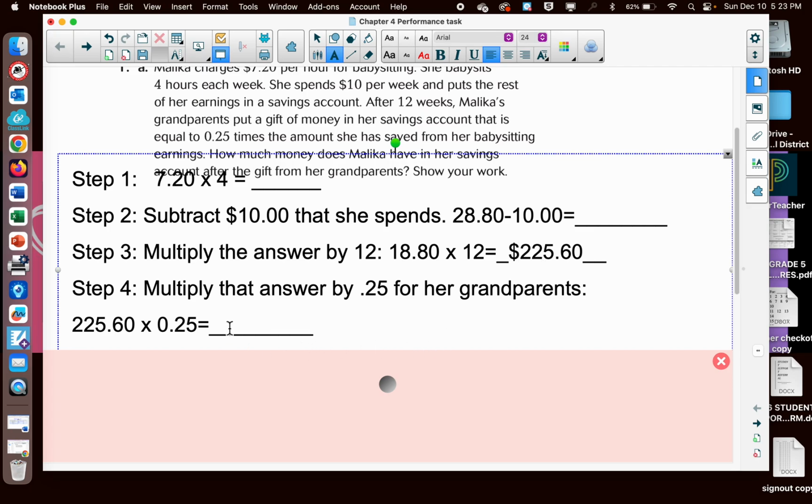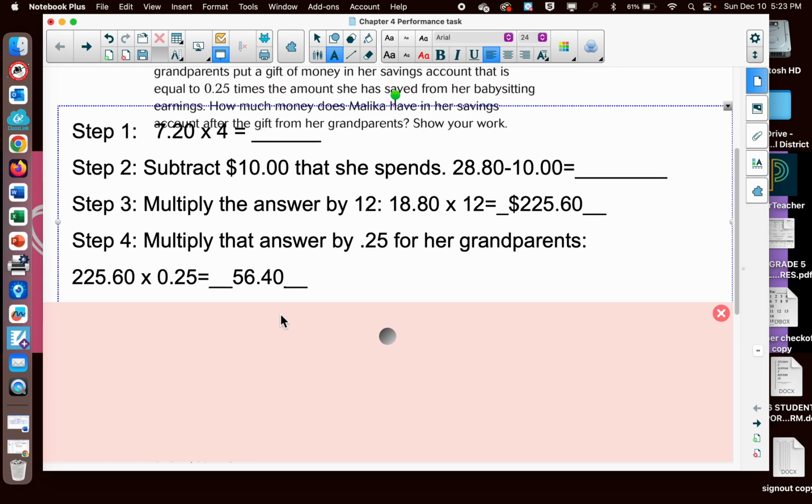Now we need to figure out how much money her grandparents give her. So we're going to take that answer and multiply it by 0.25. You can use that calculator. Make sure you're putting the decimals in. And once you get that answer, you should have $56.40.